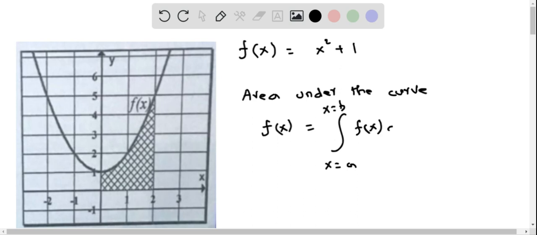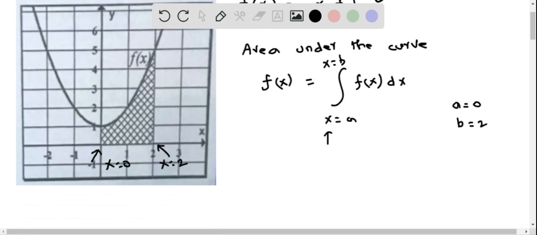x dx, where this x equal to a is the lower bound of x, or the lower bound of f of x, and this x equal to b is the upper bound of f of x. We can see from this shaded region the lower bound of f of x, where this area starts, is x equals 0, and then the upper bound, where the shaded region ends, is x equal to 2. So therefore here a equal to 0 and b equals 2, and we also replace the function f of x equals x squared plus 1.